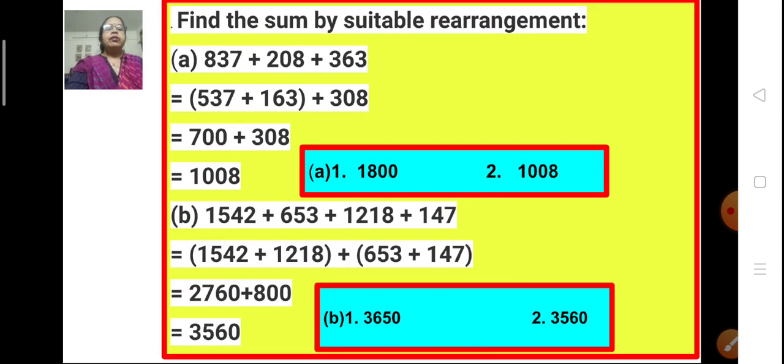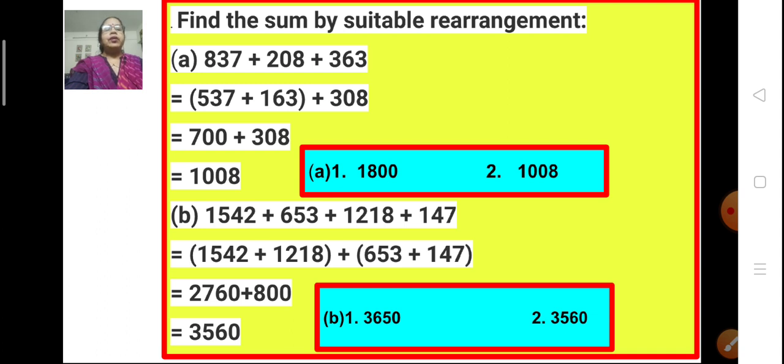Next question, find the sum by suitable rearrangement. I have taught you how to rearrange the numbers so that conveniently, easily we can solve the problems. How do we rearrange them? We rearrange them in such a way that we get zeros in ones and tens place.